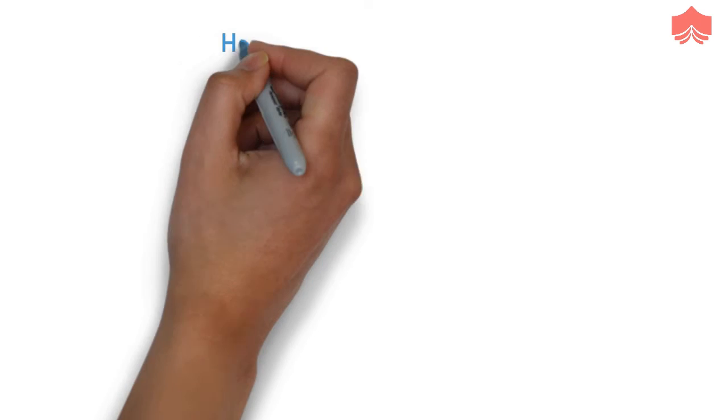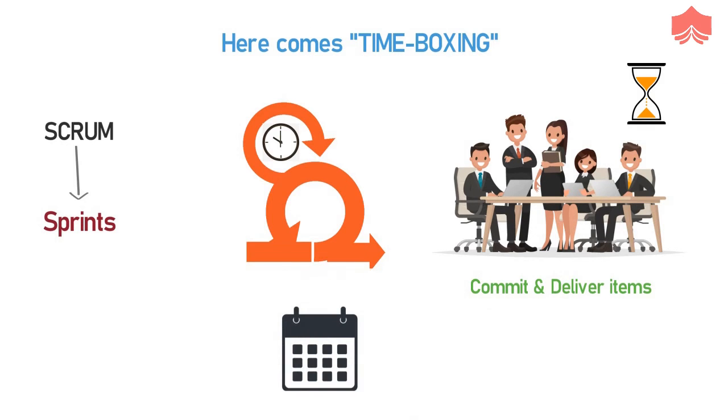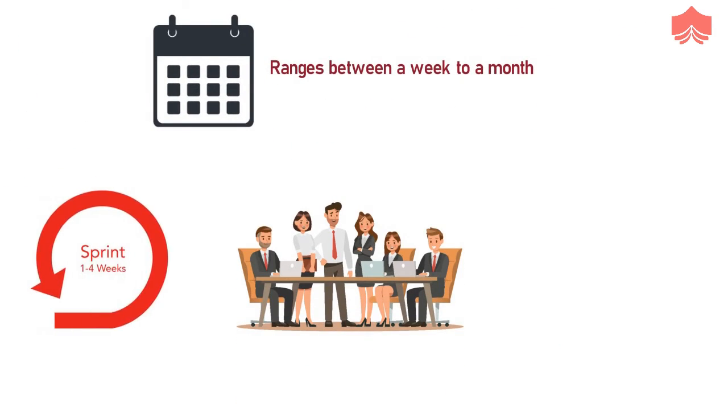Step 4. Here comes time boxing. When we talk about Scrum, we talk about sprints. A sprint is a time box for the Scrum team to commit and deliver items in a short span of time. It usually ranges between a week to a month. Whatever the length has been locked for the team, it stays the same throughout.